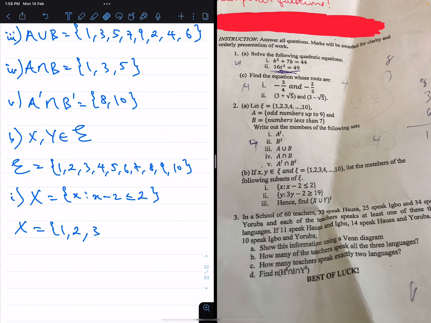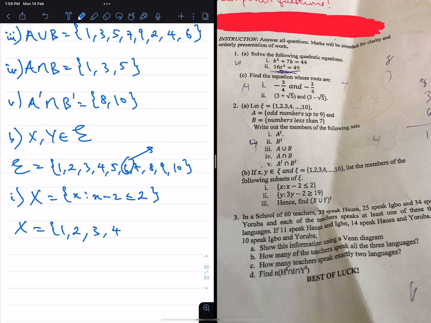Now the next one, let's check 4. 4 minus 2 equals 2. This one is equal to 2, and the condition is that it must either be less than 2 or equal to 2. That simply means that 4 is also an element of the set X. What else? 5 minus 2 is equal to 3. 3 is bigger than 2, so it doesn't satisfy the condition less than 2 or equal to 2. So that means 5 is not a member of the set X.